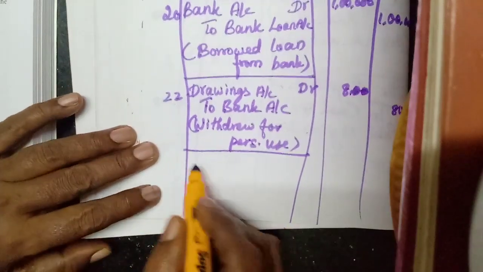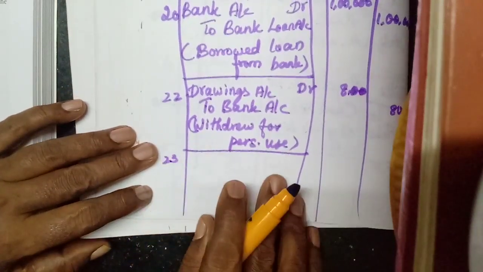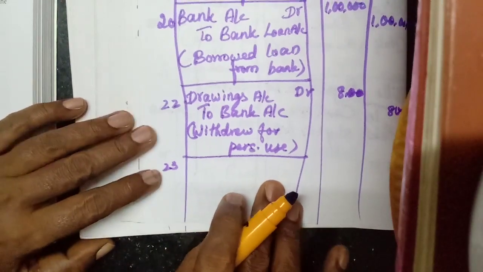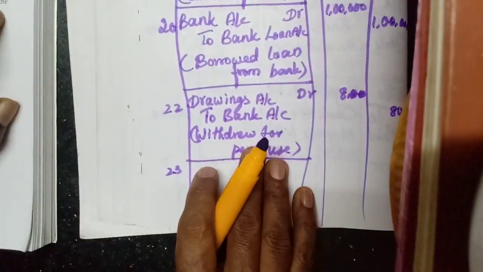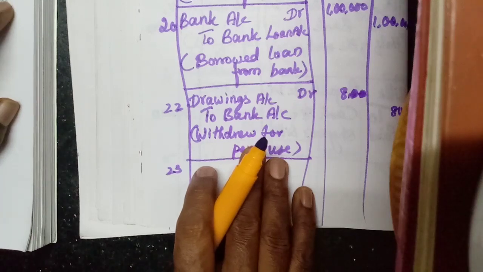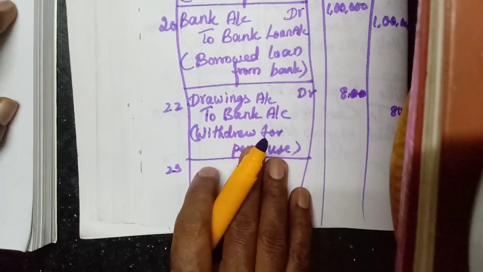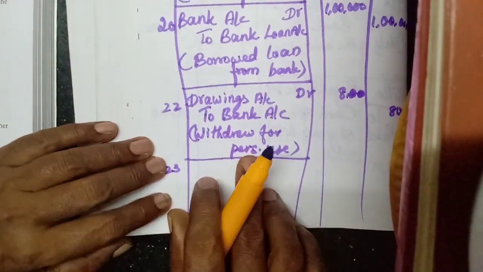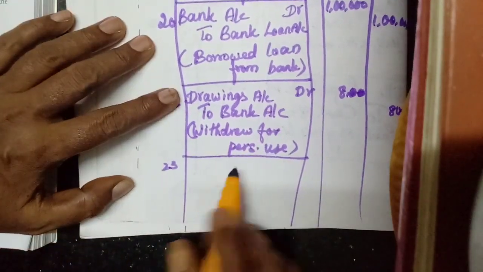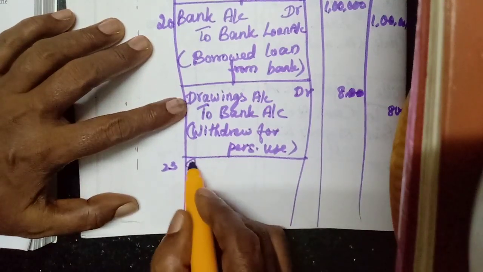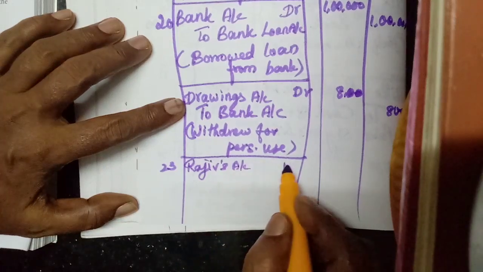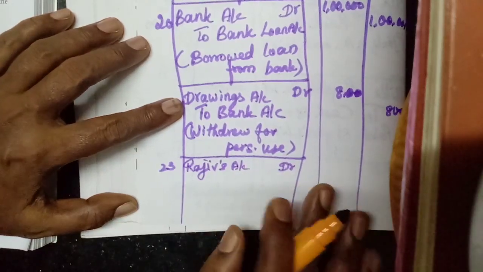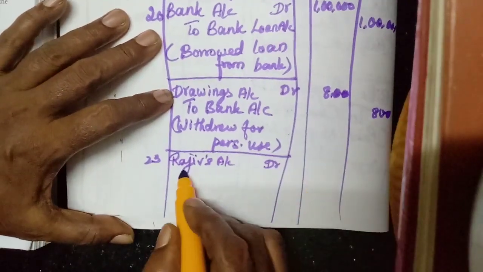Now 23. Amount paid to Rajiv in full settlement through NEFT. For Rajiv, 1 lakh we have purchased. Now we are paying 99,000. Full settlement means the remaining 1,000 is the credit for us. Okay. So Rajiv's account should be debited. Rajiv's account we have to debit full amount. Okay, 1 lakh. Then 2.